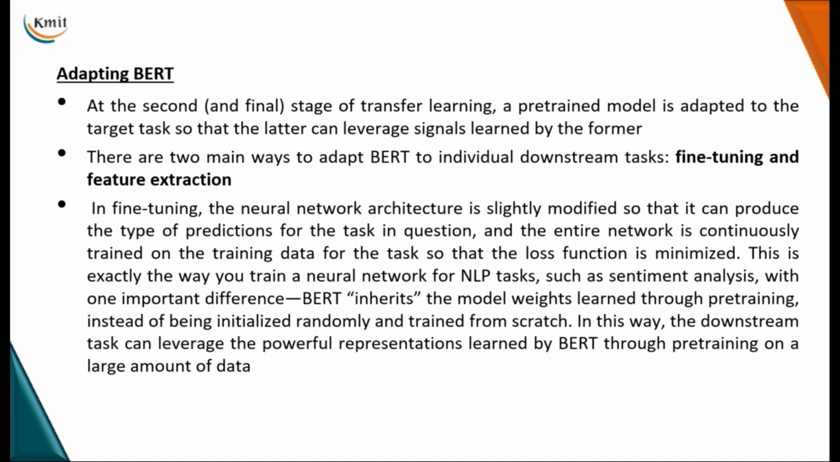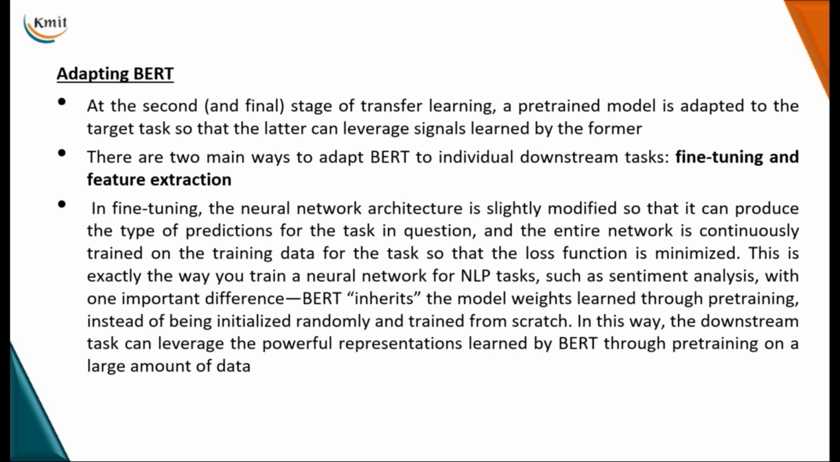We are done with pre-training. We have pre-trained BERT with two tasks. Now let's see how we adapt BERT. The second or final stage of transfer learning is where a pre-trained model is adapted to the target task. There are two main ways to adapt BERT. One is fine-tuning and the second one is feature extraction.